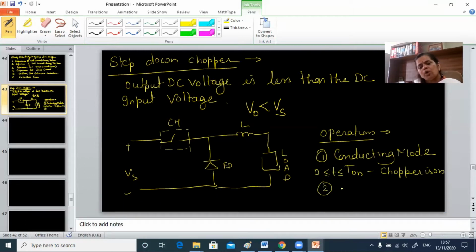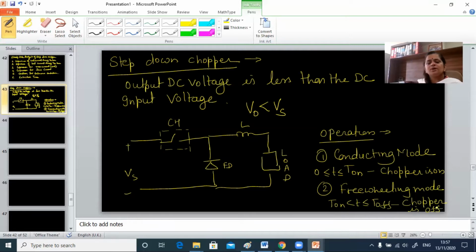The second mode was the freewheeling mode, or it is also called the non-conduction mode. This mode exists from TON to T. It means in this duration, as it is also called the non-conducting mode, the chopper is off.